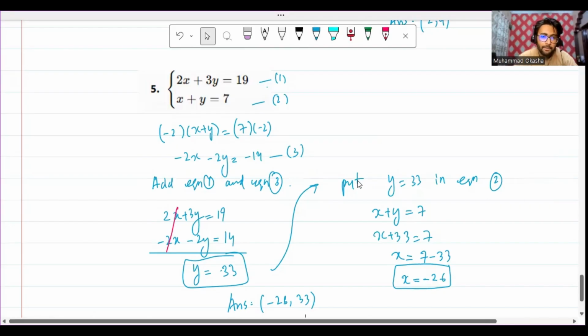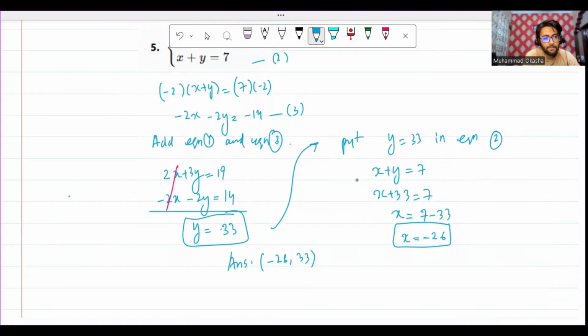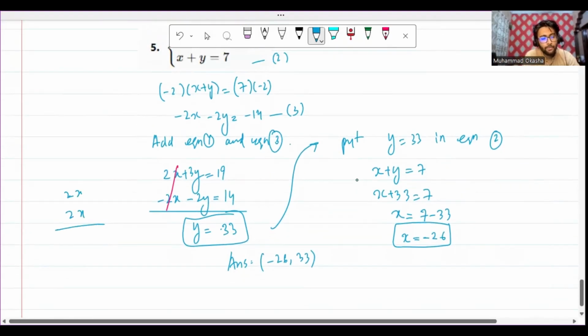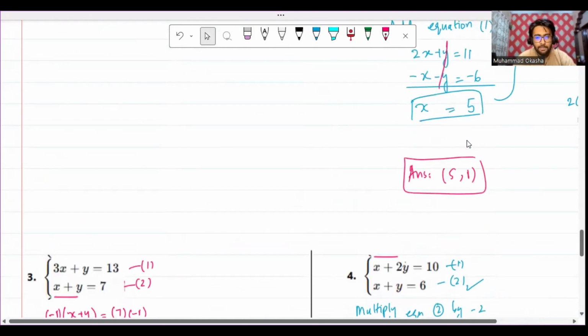I hope it makes sense, right? So you can cancel out any variable you want, as long as you make sure that they're cancelable. If you have just 2x and just 2x, if you're adding them, they won't cancel out unless this is -2x. So make sure you have equal and opposite terms that can be cancelled out.